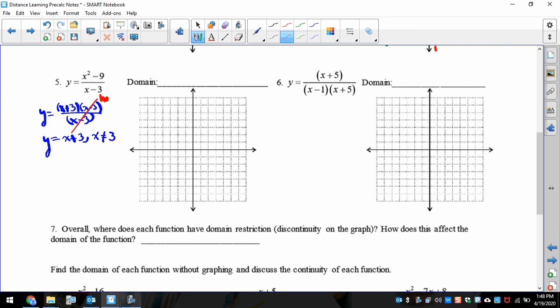This implies that there's a hole. This is called removable discontinuity, or point discontinuity. So the domain here is all real numbers without 3. X can't be 3. And what is this? x plus 3. That's just a line. The slope is 1, and the y-intercept is 3. So let's put the y-intercept right here, and the slope is 1. So we'll go this way, and here's x equals 3. This is where the hole is.